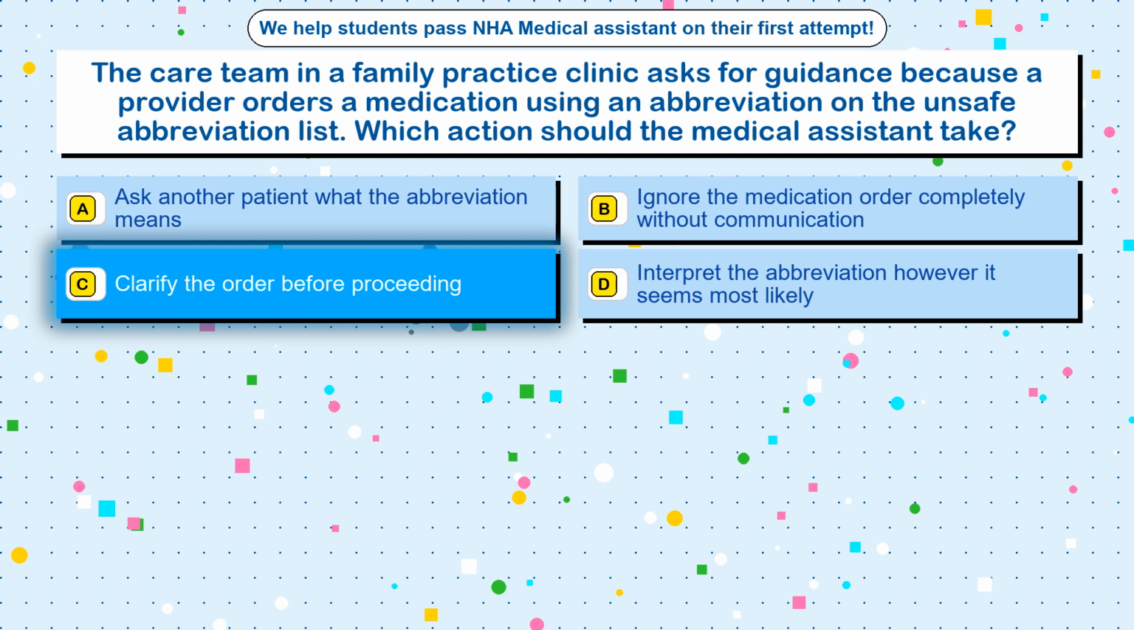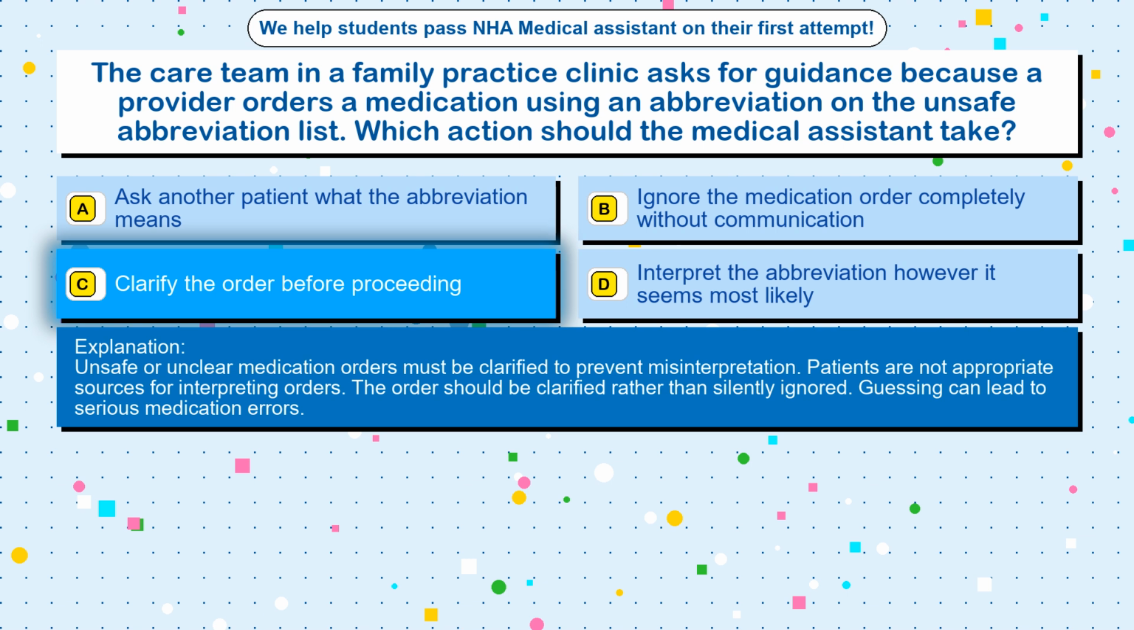The correct answer is option C. Clarify the order before proceeding. Unsafe or unclear medication orders must be clarified to prevent misinterpretation. Patients are not appropriate sources for interpreting orders. The order should be clarified rather than silently ignored. Guessing can lead to serious medication errors.